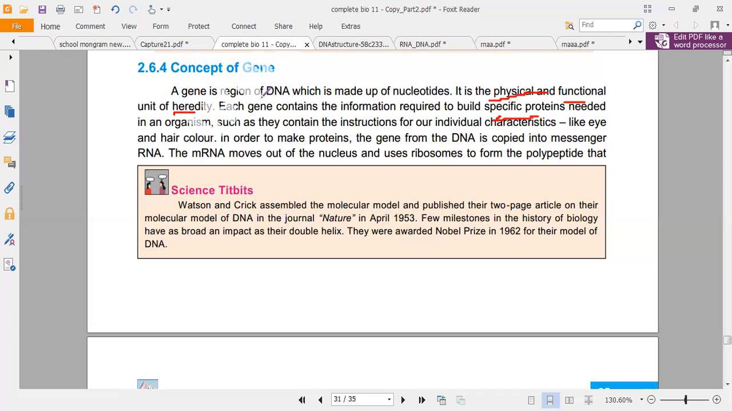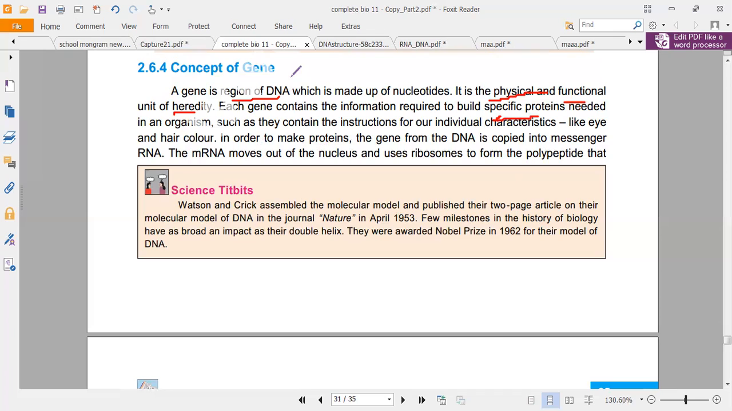So what is a gene? Actually, it is a region of DNA which is made up of nucleotides. It can vary in length, from 20 to more than 200 nucleotides in one gene. It depends on the characteristics, like eye and hair color, height, intelligence, etc.